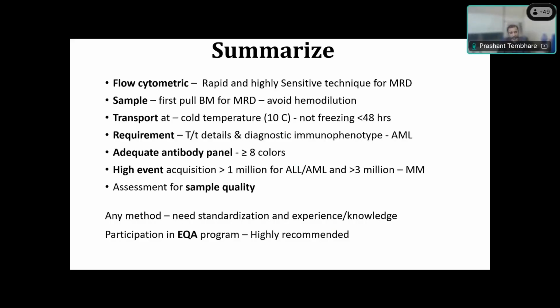The treatment details and diagnostic phenotype should be available, because you need to know whether it is a post-induction or post-consolidation time point. Then you should use at least 8 colors, but it is recommended to use 10 or more. The lab should acquire more than 1 million cells for AML MRD, more than 4 million cells for ALL MRD, and more than 5 million or 10 million cells for myeloma MRD. And you must assess the sample quality for reporting.